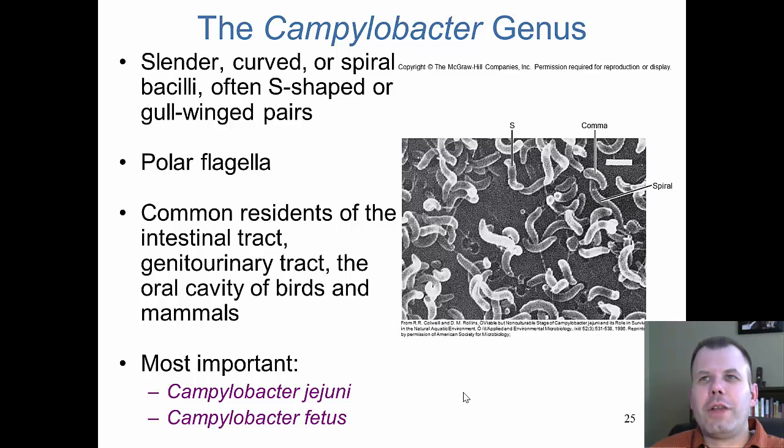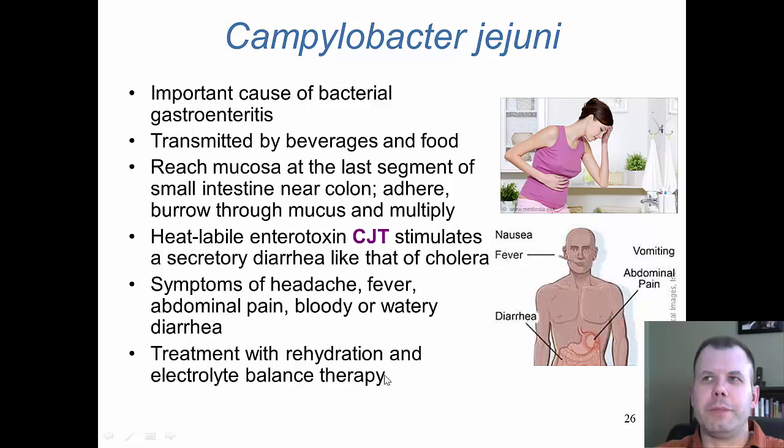All right, so now the next group is Campylobacter, a slender curved or spiral bacilli, often S-shaped or gull-wing pairs, so kind of those curved pairs. It has polar flagella on either end and is a common resident of the intestinal tract. It can be found in the genitourinary tract and oral cavity of birds and mammals. The two we're going to look at are Campylobacter jejuni and Campylobacter fetus, the two that cause the most problems. The jejuni is typically the foodborne one. The fetus can cross the placenta and cause serious complications to the fetus. We'll look at that pretty quickly.